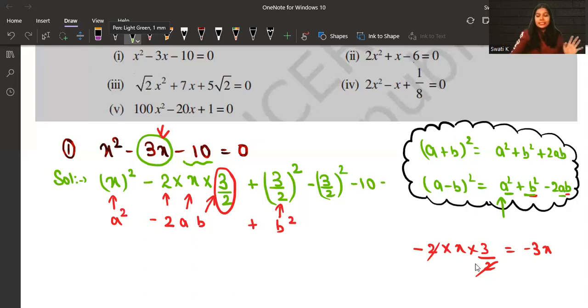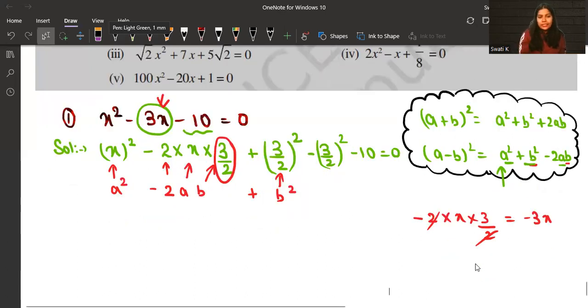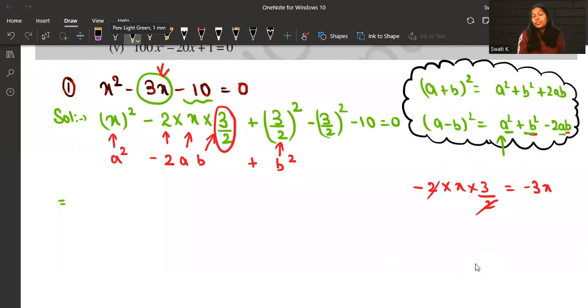Now it's very simple to move ahead. What do you have to do? You just need to make use of the formula, which is a square minus 2ab plus b square. It is nothing but a minus b whole square. A is x, b is 3 by 2. So x minus 3 by 2 whole square. And then this is minus 9 by 4. And then minus 10 equals 0.